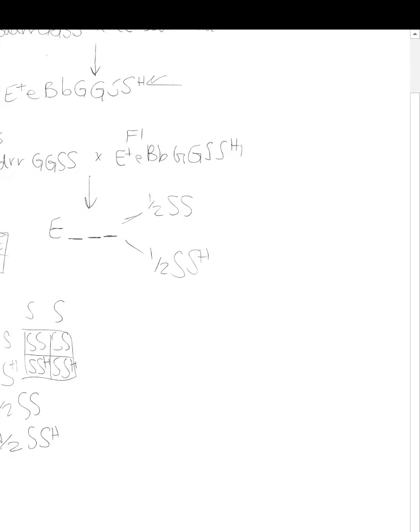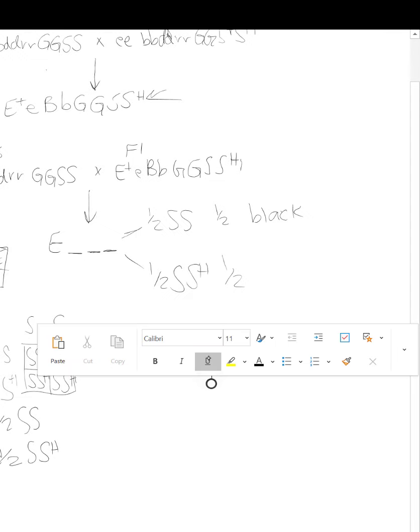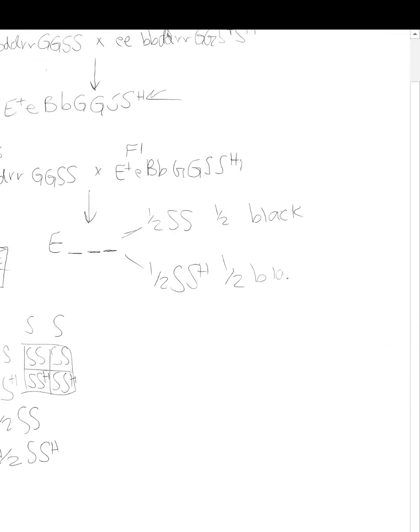So our final proportions for this one, so we're going to have big E and two big S's. So we'll just have a half that are black and a half that are big E with big S, SH. So black with a bald face.